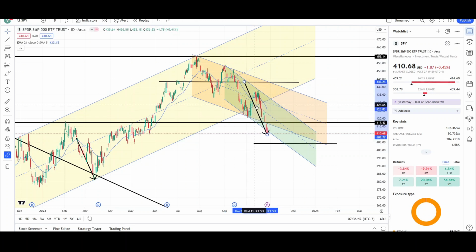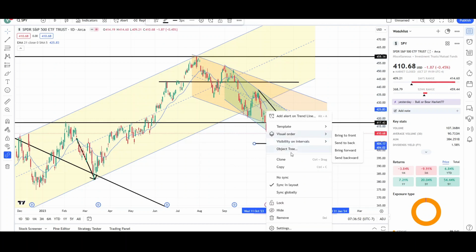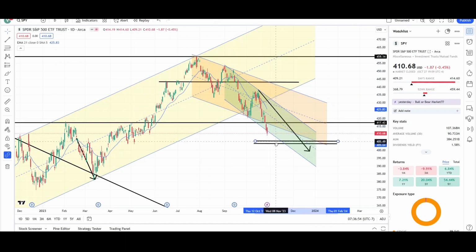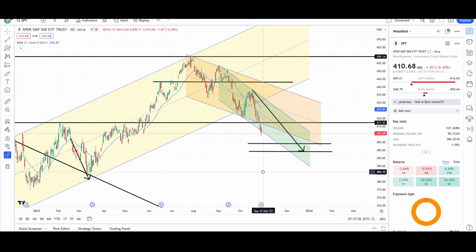This is one impulse here, second impulse, but another target could be combining the first two small legs into a larger leg, and this would be the next potential target. So it's very close to where we are right now, and the targets, they're not that far out. So the first one, 404, next one, 399, 398. So those are my two targets as of right now. Will we get there? We'll have to wait and see.